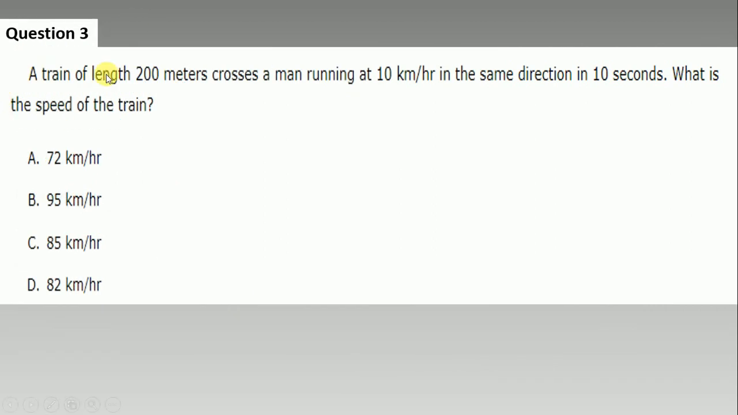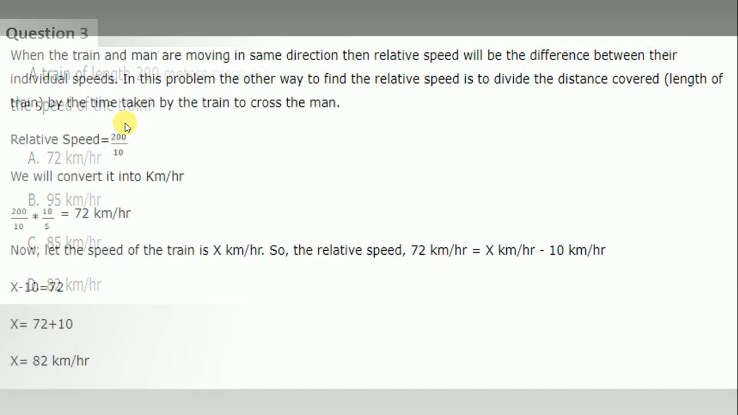Now question 3. A train of length 200 meter crosses a man running at 10 km per hour in the same direction in 10 seconds. What is the speed of the train? So let us see the solution. When the train and man are moving in the same direction, then the relative speed will be the difference between their individual speeds. In this problem, the other way to find the relative speed is to divide the distance covered, or length of the train, by the time taken by the train to cross the man.